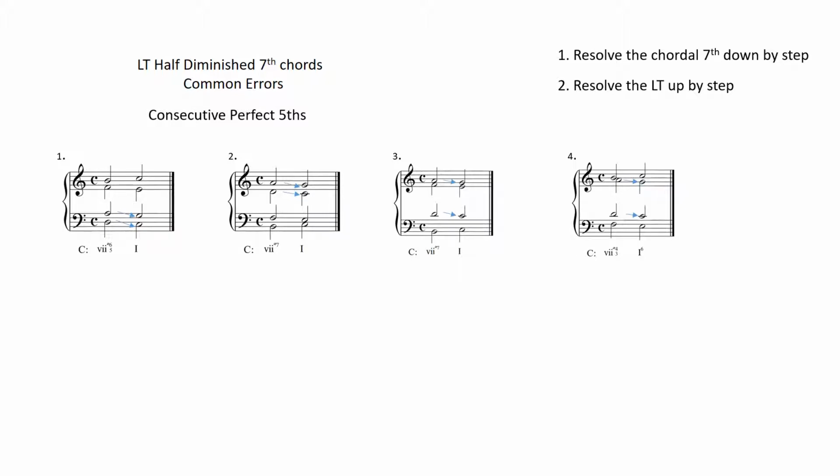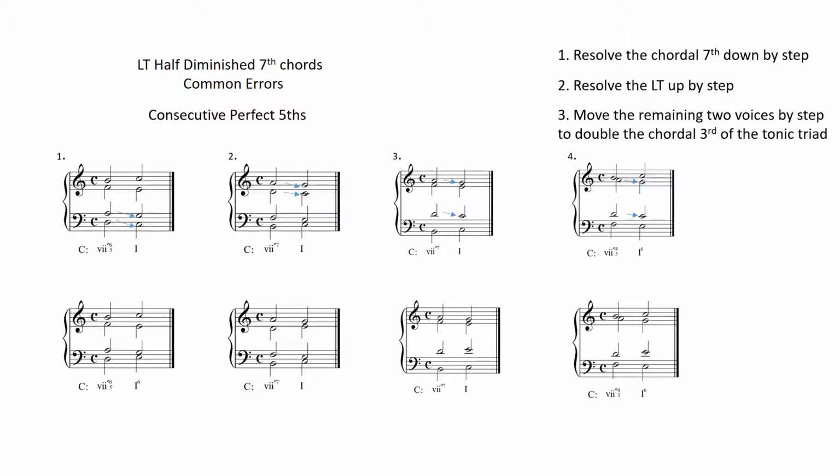The error arises from not following step number 3 of the voice leading procedures, moving the remaining two voices by step to double the chordal third of the tonic triad. You will avoid the consecutive perfect fifth possibility by following the third voice leading step and doubling the chordal third of the tonic triad, as seen in the corrected examples now appearing below.